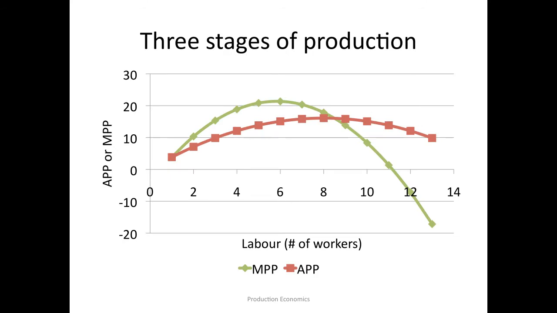This figure illustrates average physical product and marginal physical product, and the point where they cross is the point that demarks the boundary between stage 1 and stage 2. What we see is that in stage 1, marginal physical product, which is the green line, is above average physical product, and at the same time average physical product is increasing.